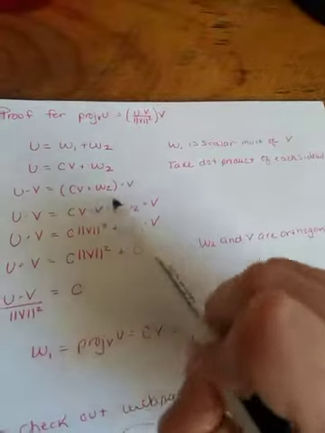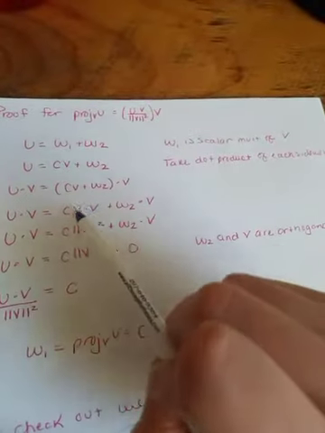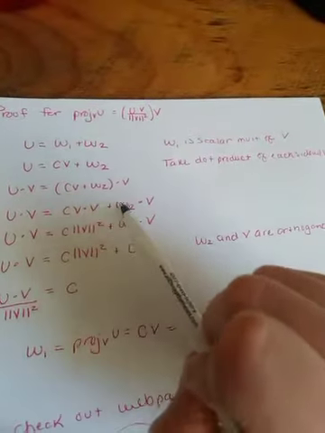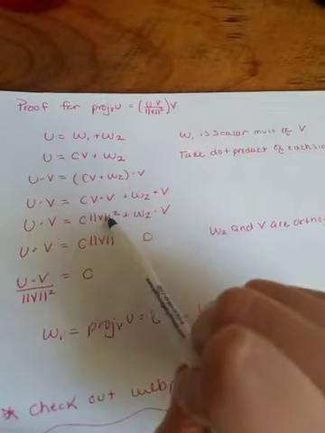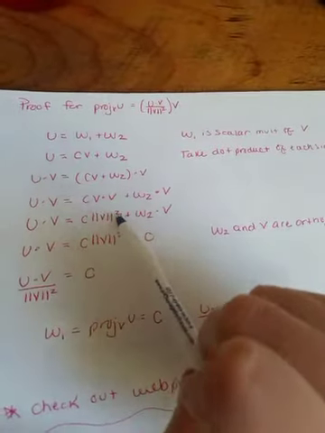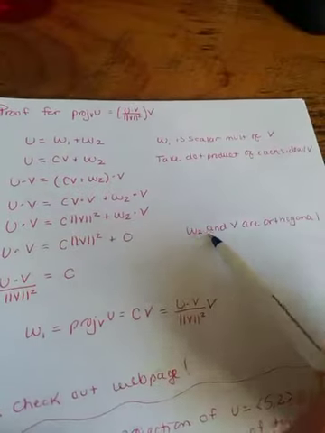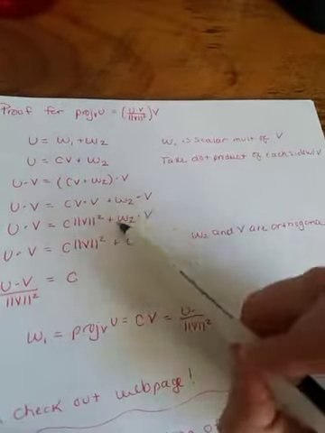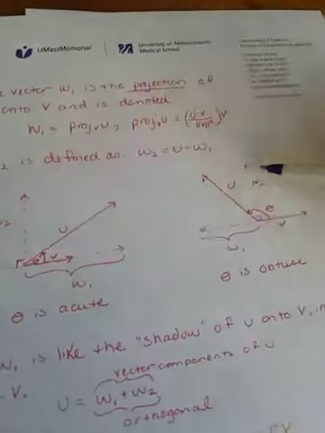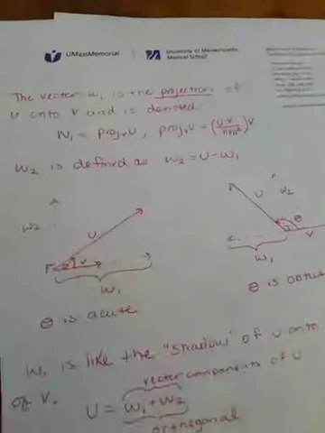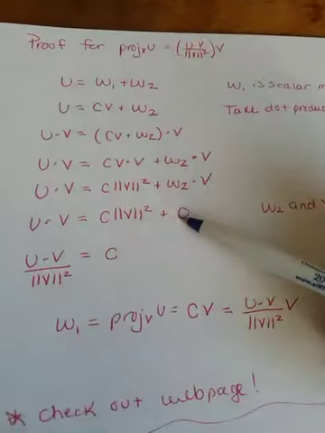Nothing on the left has changed. Distributing in there, you get c v dotted with v plus w sub 2 dotted with v. By definition, v dot v is the magnitude of v squared. And we also know that w sub 2 and v are orthogonal. Let me show you some of those visuals again. So w sub 2 and v are orthogonal, which means they meet at a 90-degree angle. Therefore their dot product is 0.